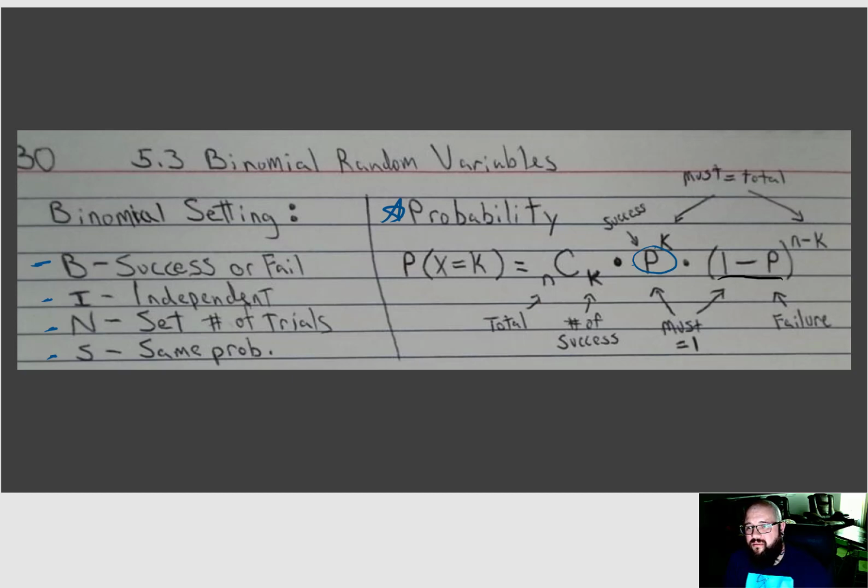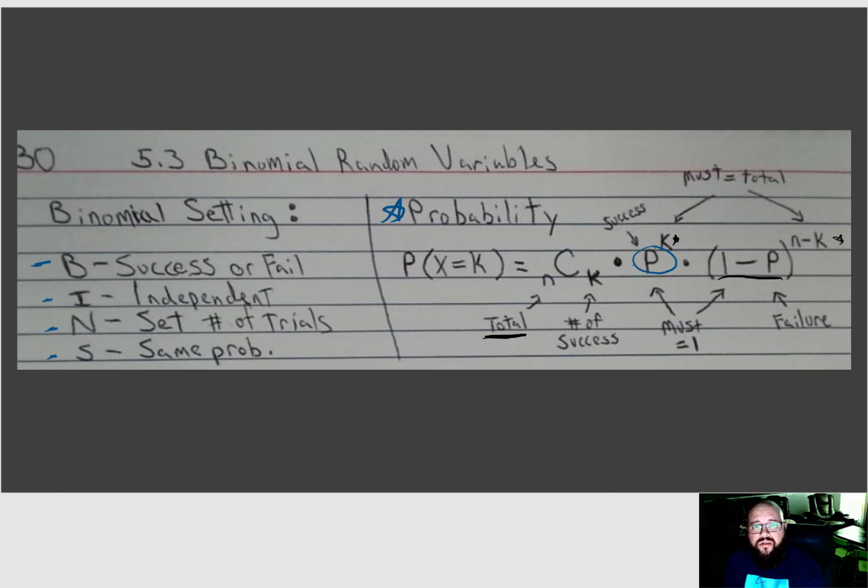Now those probabilities need to add up to equal 1. And for your k value right here and your n minus k value, those must equal the total, so your n value over here. I know it looks like a lot, don't let it confuse you. It makes sense once you start playing with it a little bit, so we're going to show you some examples of what to do with this.